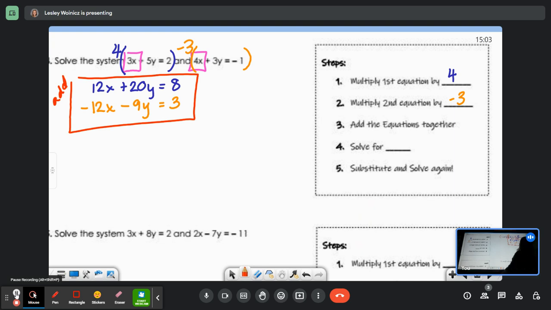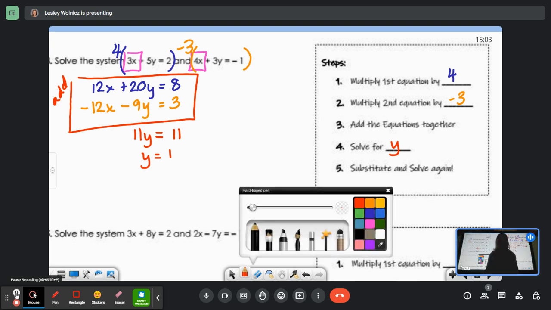Okay, and this time we are going to solve for y first, because the x's are about to go away. So 12x minus 12x, 0 x's. 20y minus 9y, 11y equals 11. So what's y? Good.